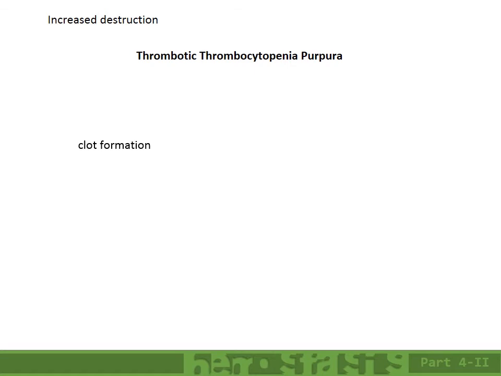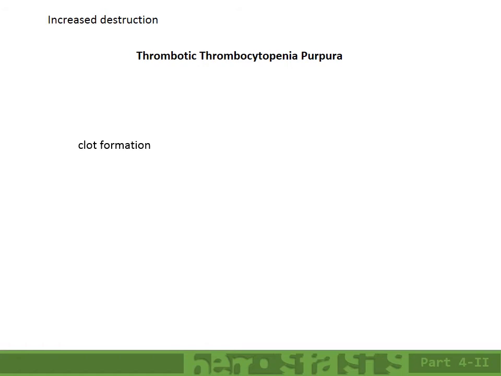You can see this in the name. Thrombotic suggests that many clots are being formed. Thrombocytopenia suggests that that is leading to a low platelet count because they're all being consumed. And purpura is the clinical manifestation that we're aware of for primary hemostasis, mucocutaneous bleeding.